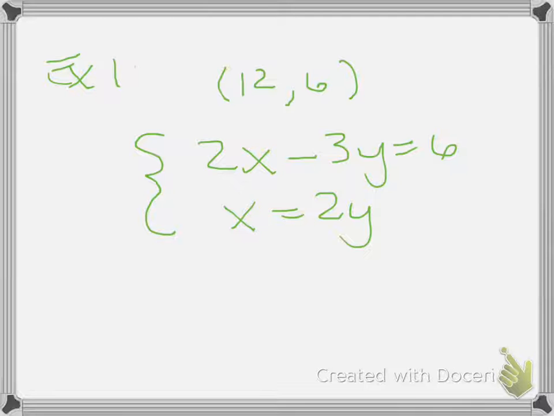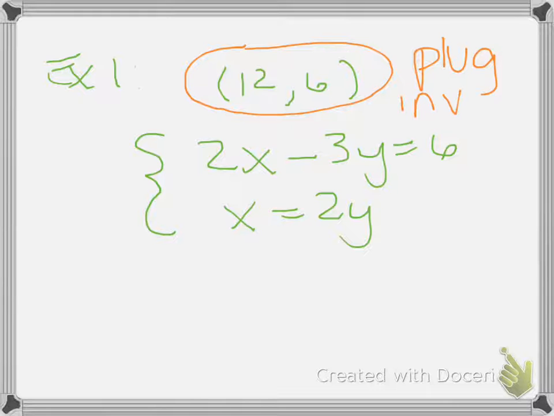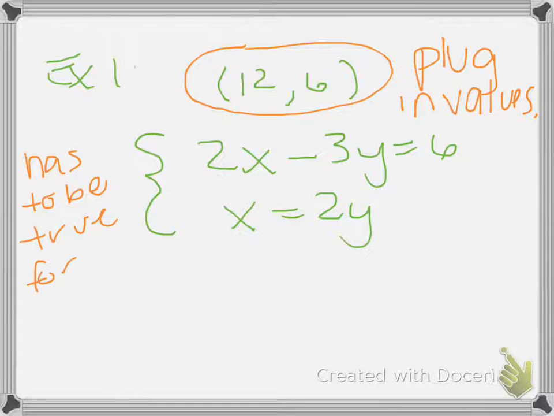Okay, so for example 1, we're going to determine whether the point (12, 6) is a solution to the system. In order to be a solution, you're going to plug in the values, just like we do when we see if it's a solution to a single equation. It's a solution to the system if it's true for both equations. So you're going to write, it has to be true for both.